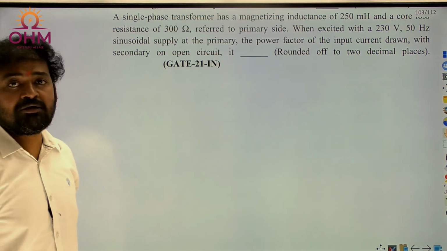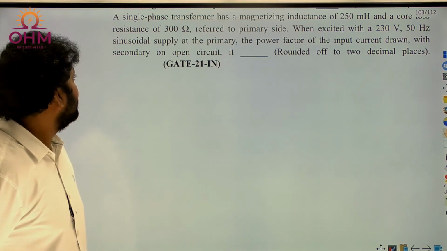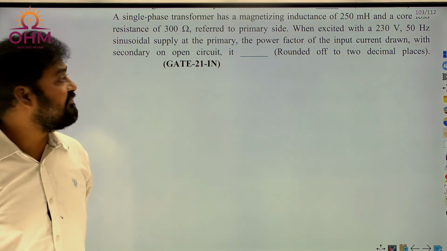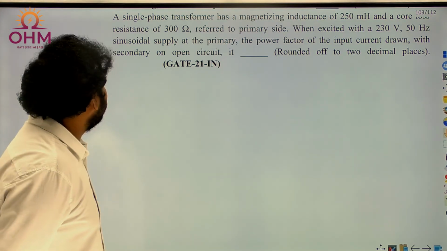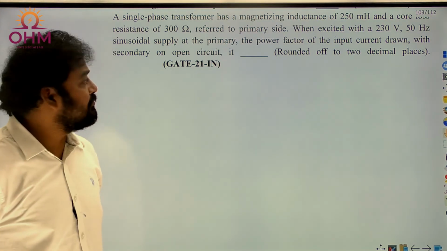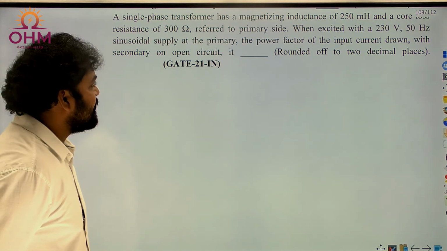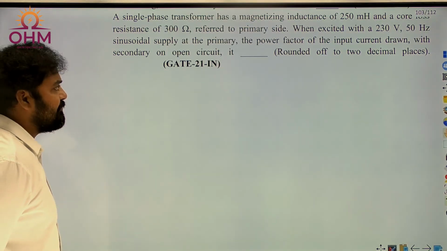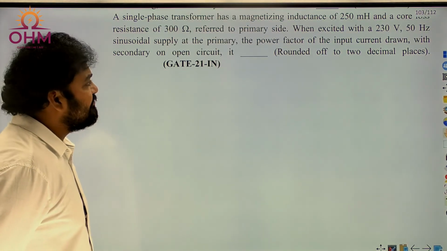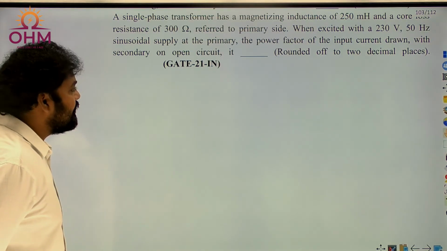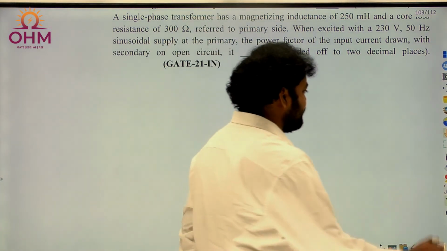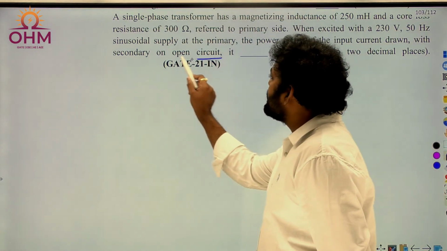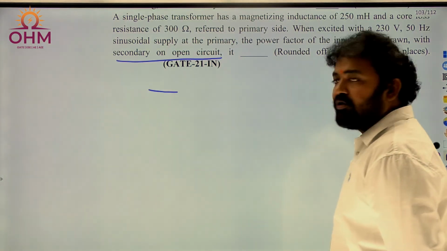This is from the GATE 21 question paper. A single phase transformer has a magnetizing inductance of 250 millihenries and a core loss resistance of 300 ohm referred to primary side. When excited with a 230 volt 50 Hz sinusoidal supply at the primary, what is the power factor of the input current drawn with the secondary open circuited? Very easy question. See here, secondary is open circuited. That means the transformer is under no load condition.